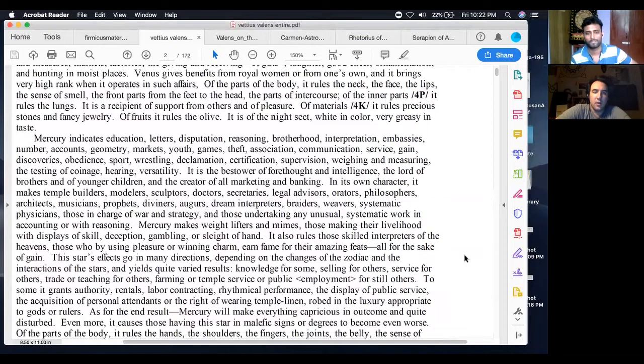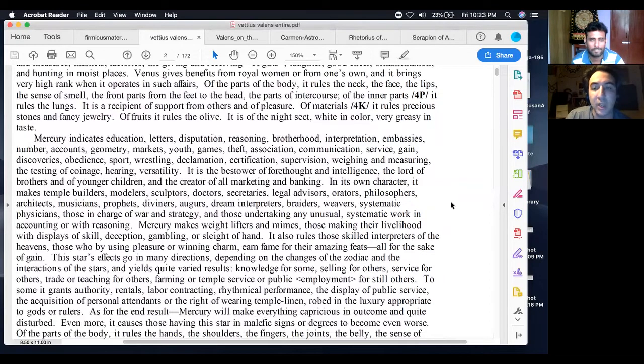Yes. Right. So it gives benefits from royal women or from one's own, meaning benefits from women in your family, your wife or your sister, women in your circle. It brings very high rank when it operates in such affairs. And we actually find Venus later on associated with the color purple too, which was a color of royalty in the ancient world. A good example of that, real quick, is Prince, who had a very prominent Venus, and of course Prince was the master of purple: Purple Rain, Purple Guitar, all that stuff. He was a very famous purple-wearing person, just like Venus gives it according to Valens.